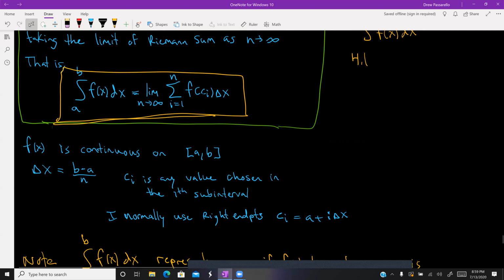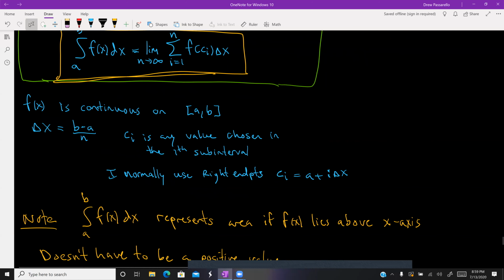And then the ci part, like I mentioned earlier, is any value you choose in each ith subinterval. I normally just go with the right endpoints, so that's found by doing a plus i times delta x. So note the definite integral represents area if the function lies above the x-axis. But this doesn't have to be a positive value. It really depends on the example.